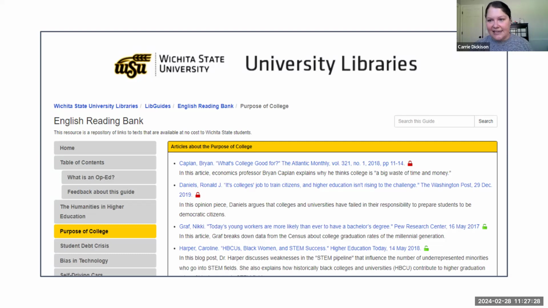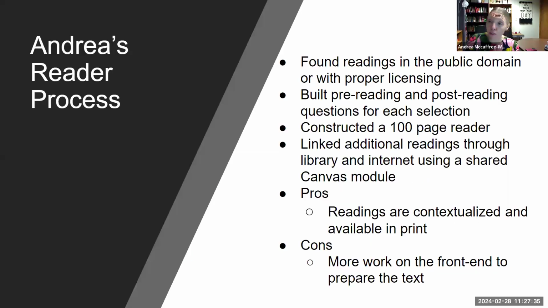They were able to engage in class readings. They were able to complete the assignments. So that's how we approached it. And of course, at Butler, we have a different student population. And so our reader process was different from Wichita State's. We really wanted to have a print book, right?